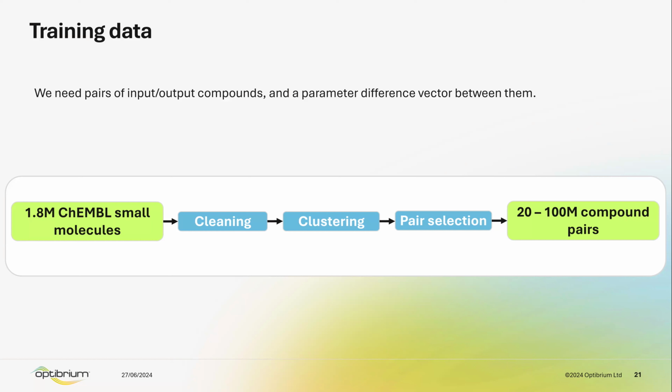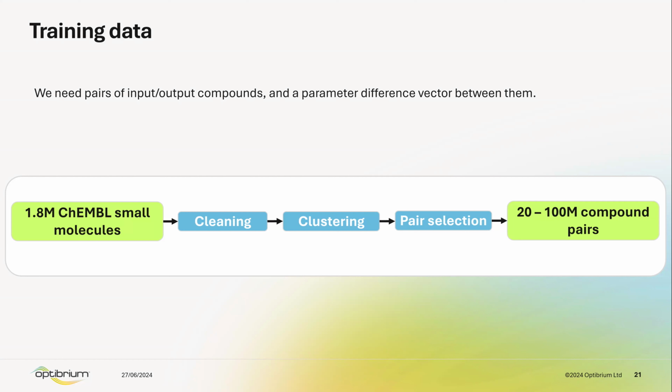We then run it through a clustering algorithm to identify closely related compounds. This is similar to doing matched pairs, but a little more flexible. We're looking for compounds that are closely related in fingerprint space, but not too closely related. Once we have those clusters, we can select pairs of compounds from within them. So we find an input compound, an output compound, and then we can look at the parameter difference between them. That gives us our goal vector, and we can convert this to the same kind of goal vector that we use for the inference engine.